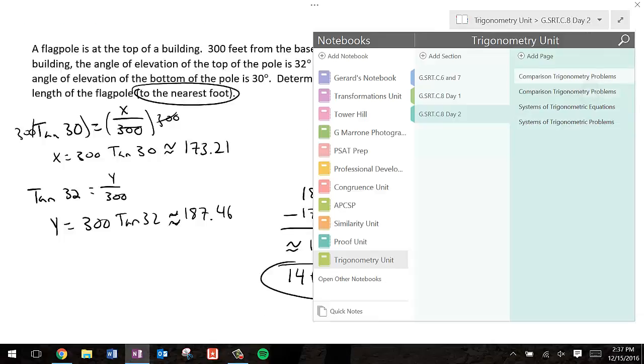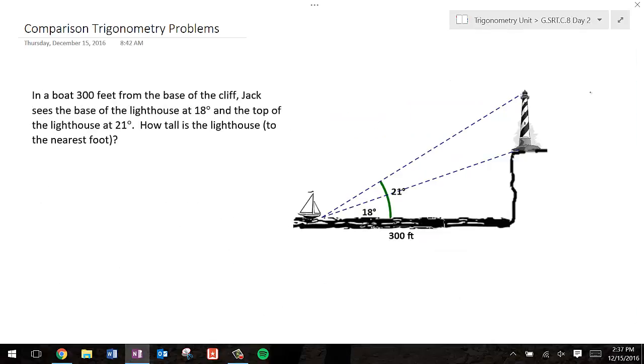I've got a second one for you guys to try. It is a sailboat looking up at a lighthouse up on a cliff, and they want the height of the lighthouse. So I'm going to let you try this. You can pause the video and give it a try. When we resume, you'll have your answers worked out and you'll be able to see what I did in order to solve that.